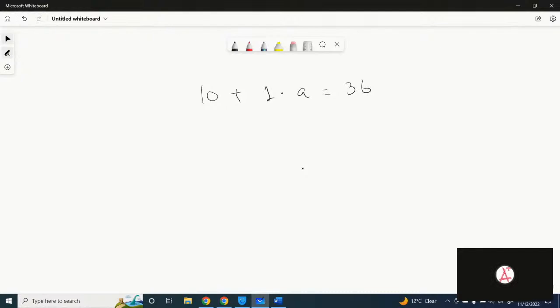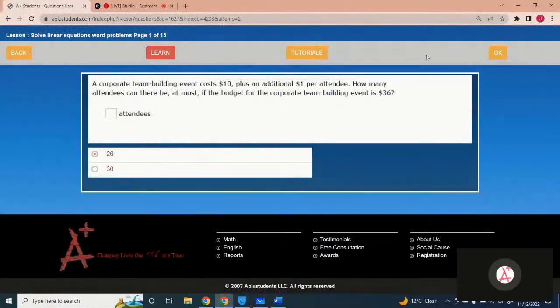So it would be 1 times A is A, 10 plus A equals 36. So you have to move that 10 to the other side. It would be 36 minus 10. So 36 minus 10 is 26. That means the total attendees must be 26 to make $36. Got it? Okay, let's move on to the next one. It would be A equals 26.